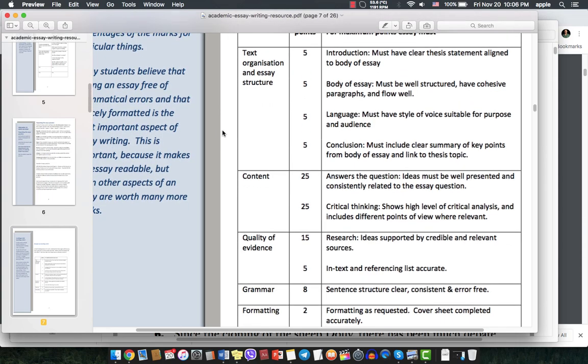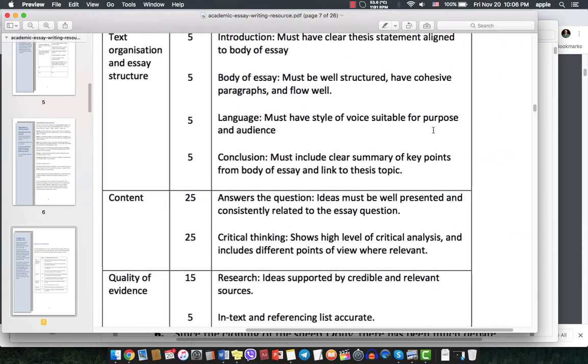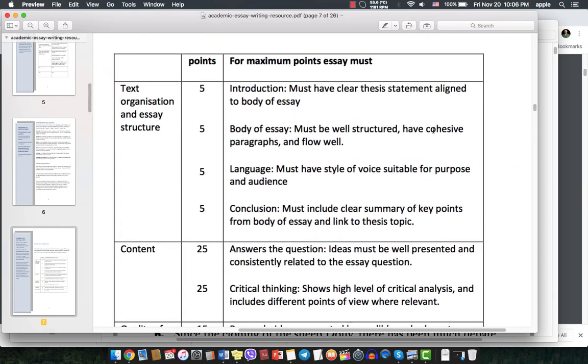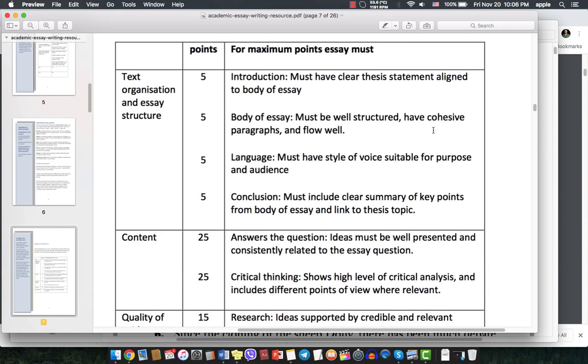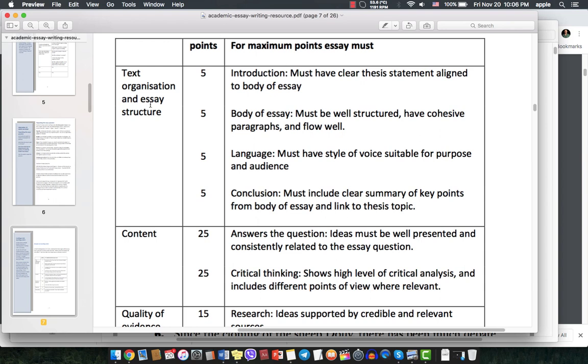So on this table, for example, if we're trying to give a kind of linear or consistent framework, we can look at the beginning. So the text organization and essay structure should have, or must have, a clear thesis statement aligned to the body of the essay. Do you see that? Don't worry about the points because they are not important right now. I'm just going through the list of necessities here.